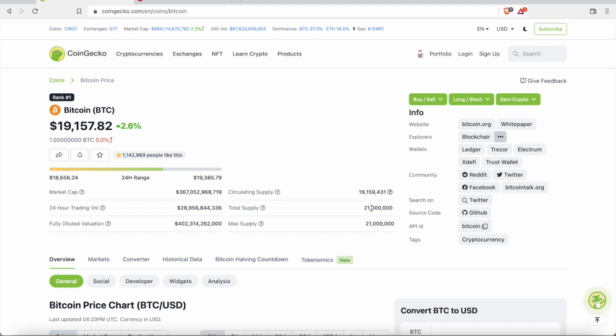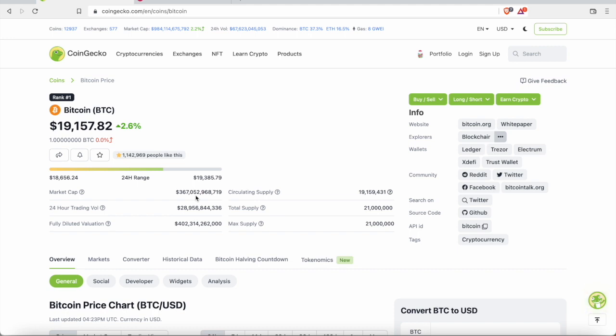So when you want to assess the value of a project, whether something is cheap or overpriced, don't always use the circulating supply. Use the total supply and thus assess the project's value based on fully diluted valuation, not market cap. I'll show you why this is really important.